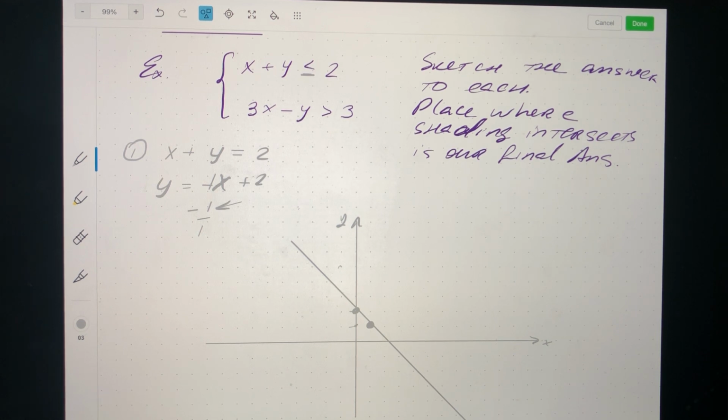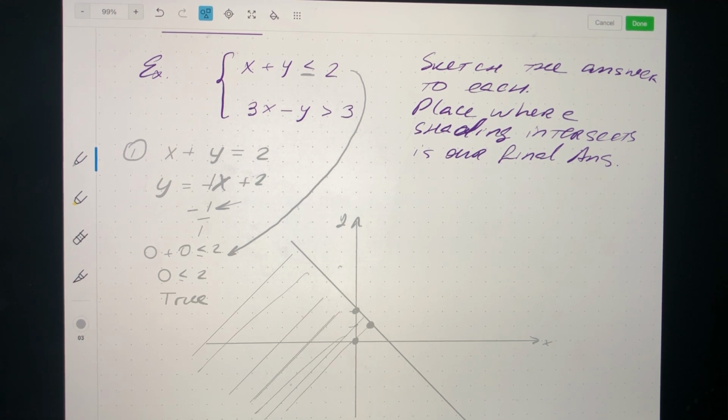The next part is to decide which side of this line to shade, and all we need is a point that is not on this line, such as here where 0, 0 is. If we plug in 0 for the x and 0 for the y into our original inequality, we will know which side to shade. So 0 plus 0 is less than or equal to 2, which means 0 is less than or equal to 2. Is that true or false? Yes, 0 is less than 2, which is true. So we shade the side where the point is. The point is on this side of the line, so that's the side that we shade. And that's the part that is true for the first inequality.